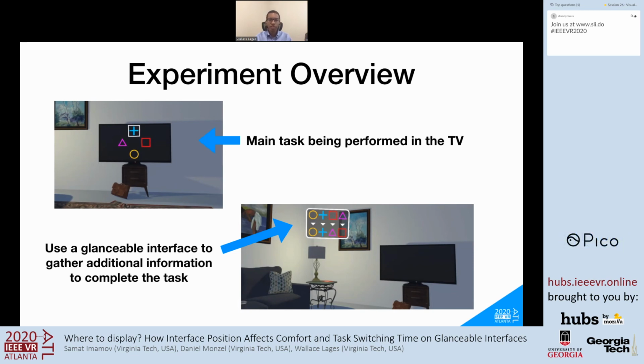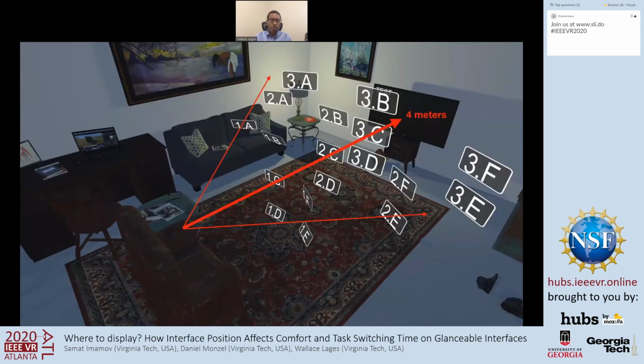We created a detailed room to serve as a realistic background, and then we rendered a glanceable interface with a transparent material on top of it to simulate an AR interface. So this is another view of the experiment scene. The task was displayed on a TV, about 4 meters away from the user, and the interface was placed in various positions between 1 and 3 meters. In our study, our interface was within 56 degrees.